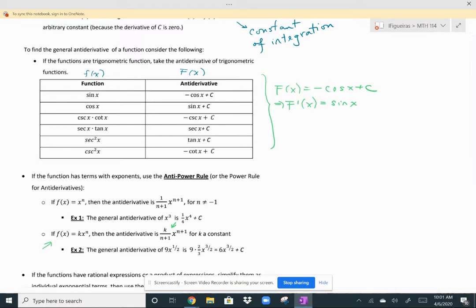And again, k is just a number. Here's an example. I have 9 x to the 1/2, and the antiderivative would be 9 times 2/3 x to the 3/2. When you simplify the 9 and the 2/3, you get 6 x to the 3/2 plus c. Again, the 3/2 here comes from adding 1 to 1/2, and then you multiply the expression by the reciprocal of 3/2, which is 2/3, which is why you see 2/3 in front of the variable. Okay.